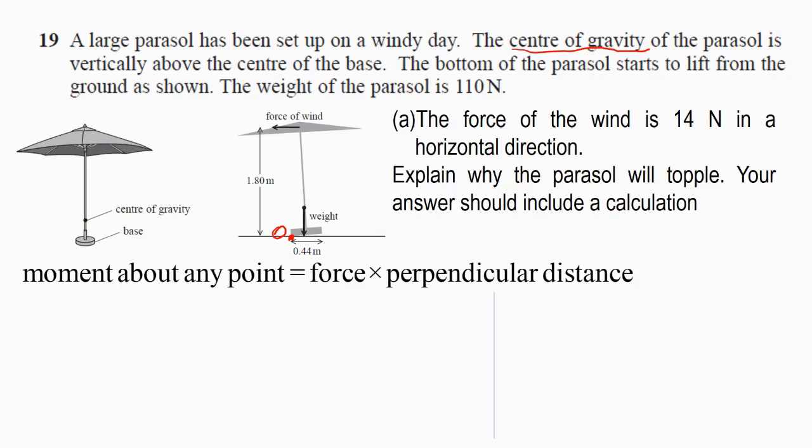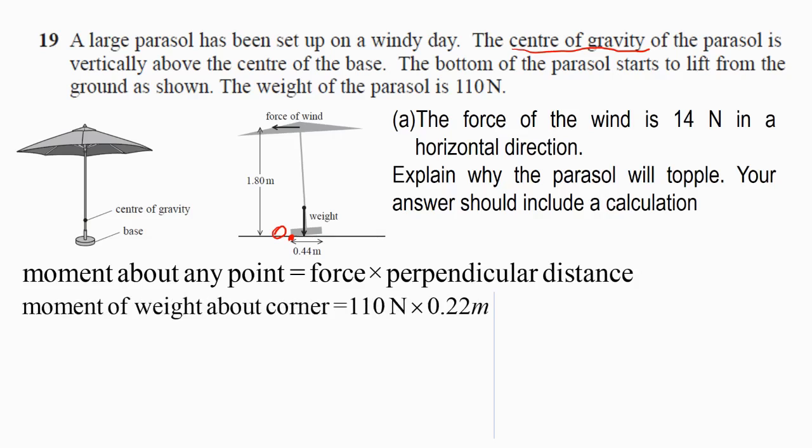Then for the moment about any point, we are taking the reference point as the point O, that is the corner point of the base, right? This is because the whole body has a tendency to rotate about that point. So force times perpendicular distance will give the moment of a particular force. First of all, we are going to calculate the moment of weight about the corner. Weight is acting through the midpoint, that is through the center of gravity.